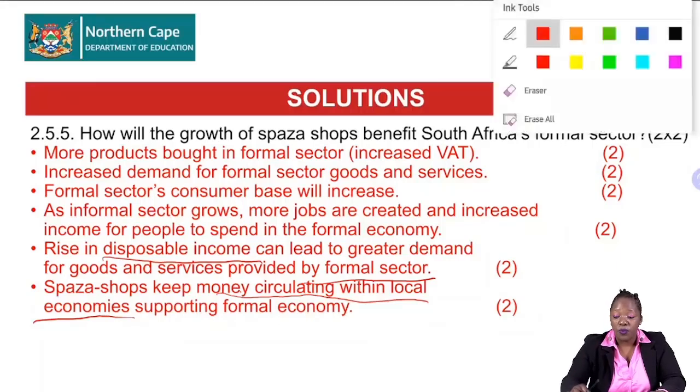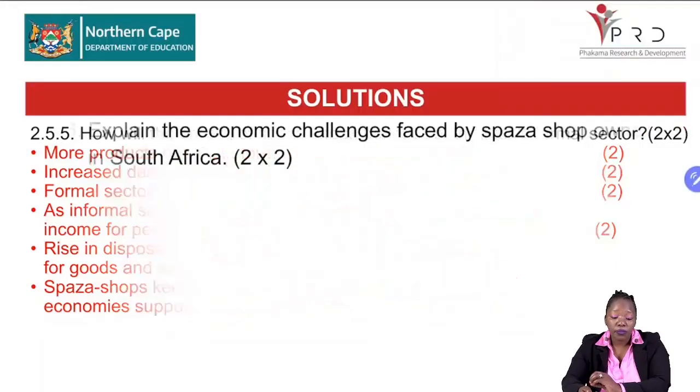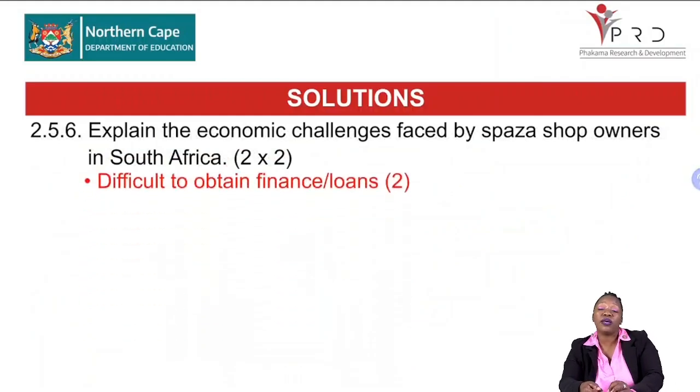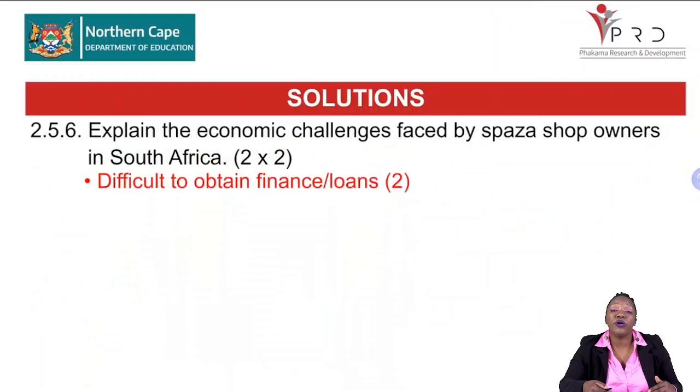Then we're looking at your question 2.5.6. You explain the economic challenges. So even though it is easy to enter, there are so many challenges that are being faced by the spaza shop owners in South Africa. Such questions, you can also get as a paragraph question.